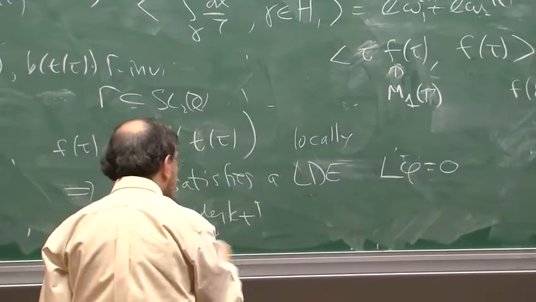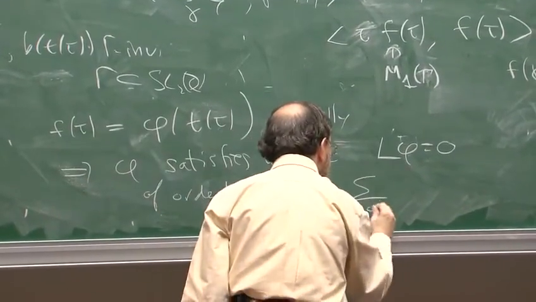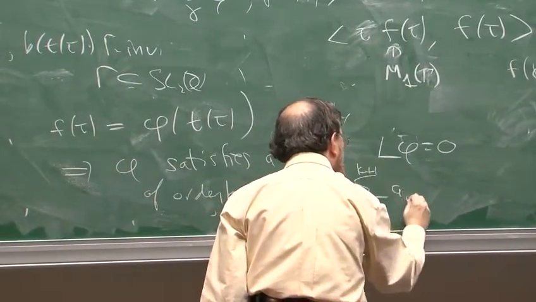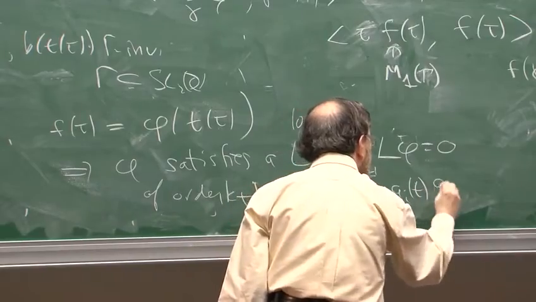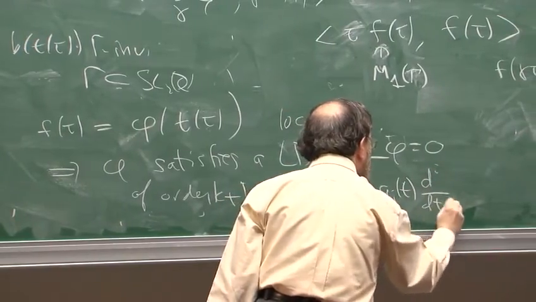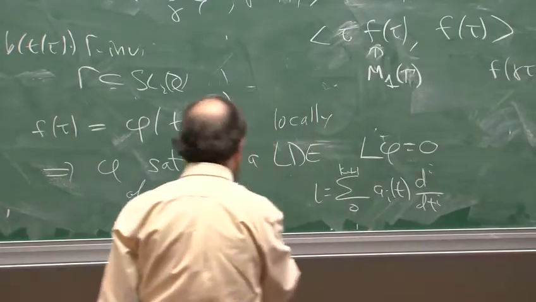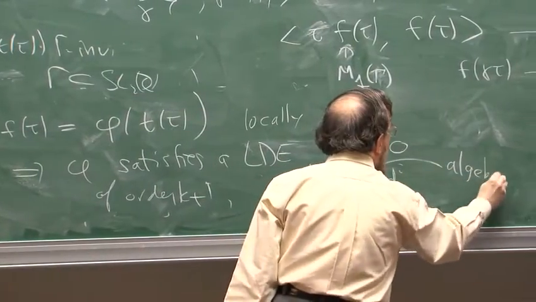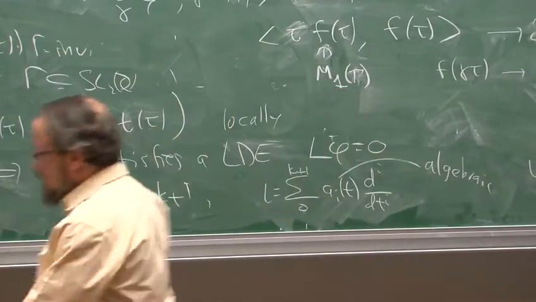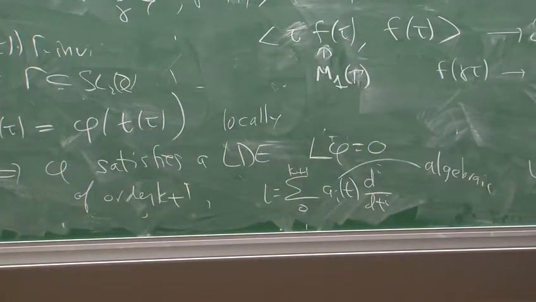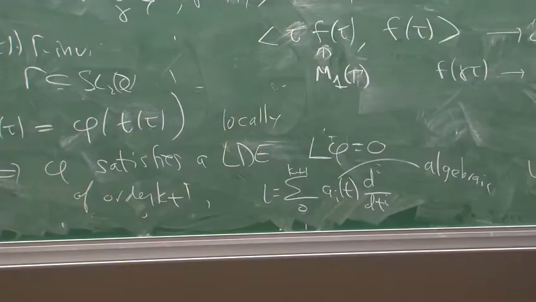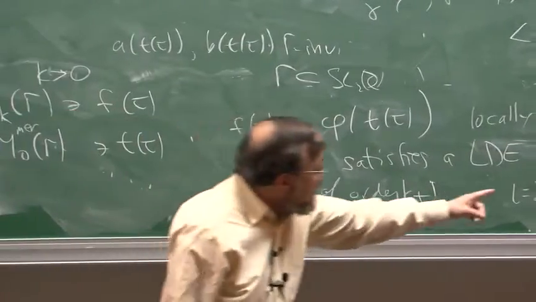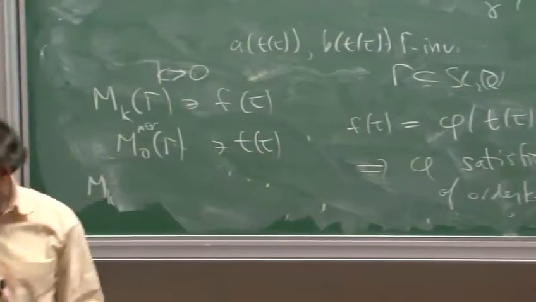And now there's a slight caveat. So it's, let's say, the sum from 0 to k plus 1, a_i of t, d to the i by dt to the i. These functions in general are only algebraic. They don't have to be polynomial. It's only an algebraic differential equation because actually when you do the whole calculation, what you find is that they're modular functions. And any two modular functions are algebraically related. So a_i is an algebraic function of t.